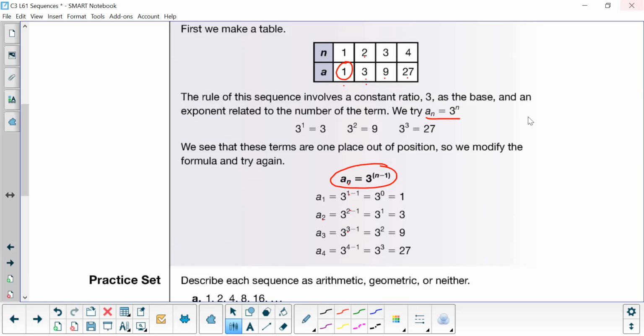So this is a little bit more of a complicated formula where I got an exponent, but I have to subtract first to figure out what that exponent is. But that's an example of some of these formulas that we will be working with.